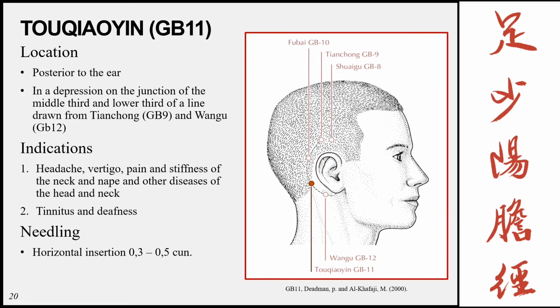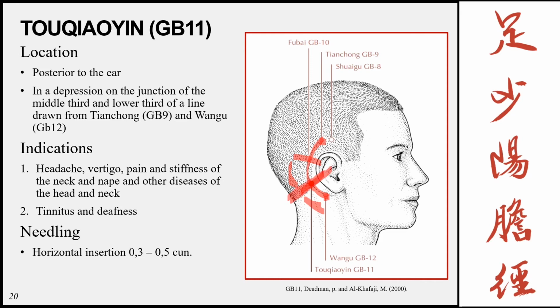The next point is Tou Qiaoyin, GB11. So this point is posterior to the ear, and it's in the depression on the junction of the middle third and the lower third of a line drawn from Tianchong, GB9 here at the top, and Wangu, GB12 down at the bottom here. So we draw that line following the ear, and we divide it into 3 again, and this time the junction between the middle third, this third, and the bottom third is where this point lies. So the junction is where the 2 points join over here.